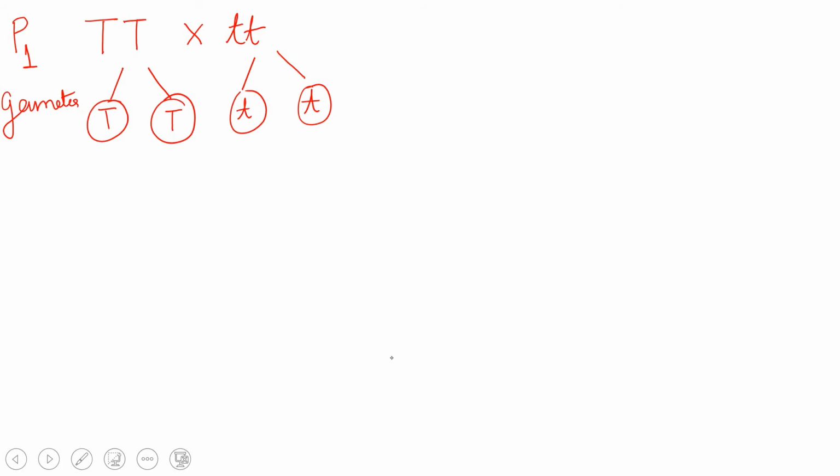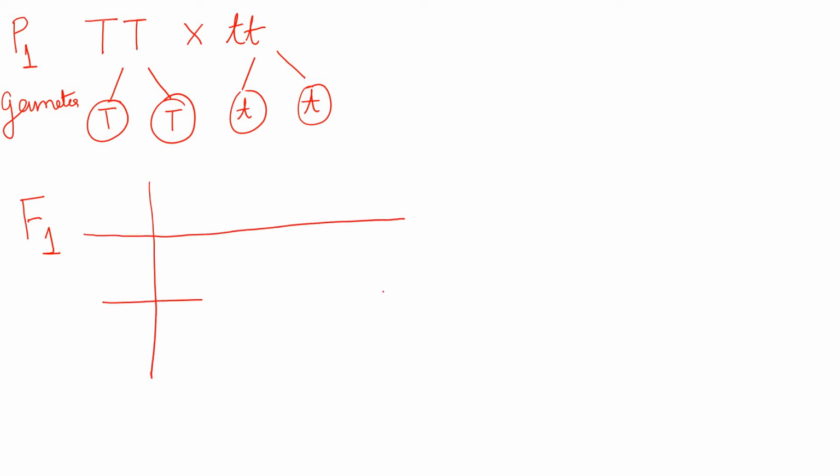Now we have to find out what are the possible children, or we can say the possible progenies that can be formed with the help of these gametes. Right, now we draw the Punnett square. In this way we draw it. This is the father's side, and on this side we'll write the mother side, the female. So on the father side we have capital T, another capital T, the male gametes, and the female gametes are small t and another small t.